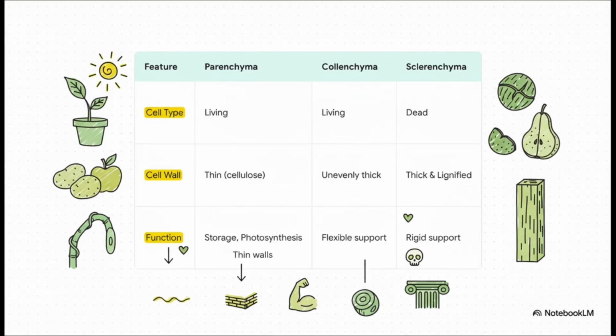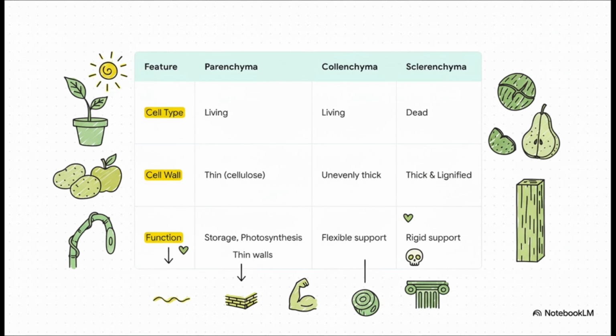Okay, pay close attention here, because this table is absolute gold for your exams. It lays out the key differences so clearly. First, parenchyma. These are living cells with thin walls, and they do the heavy lifting for things like storage and photosynthesis. Next, collenchyma. Also living, but check out their cell walls, they're unevenly thickened at the corners. This gives flexible support to growing parts, like a young stem that needs to bend in the wind.